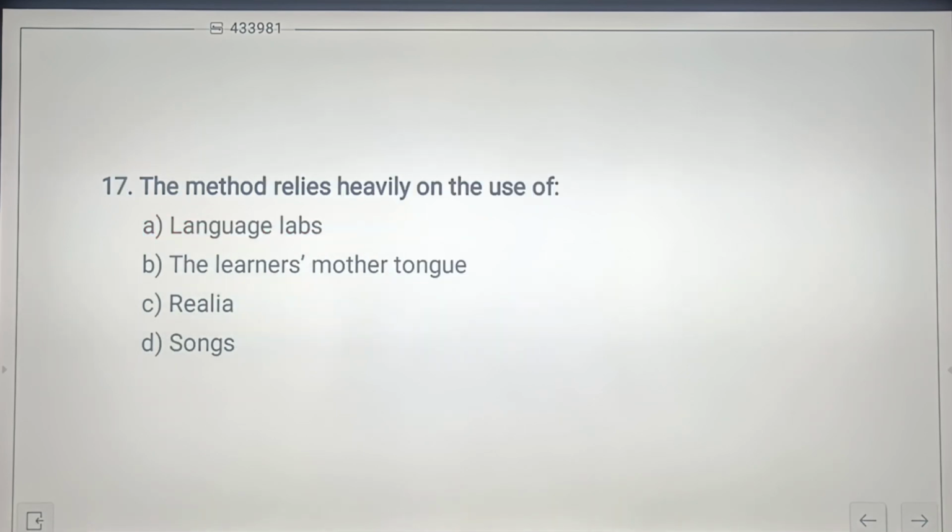Next, the method relies heavily on the use of A. Language labs. B. The learner's mother tongue. C. Realia. D. Songs. The right answer is B. The learner's mother tongue. The grammar translation method relies heavily on the use of the learner's mother tongue.